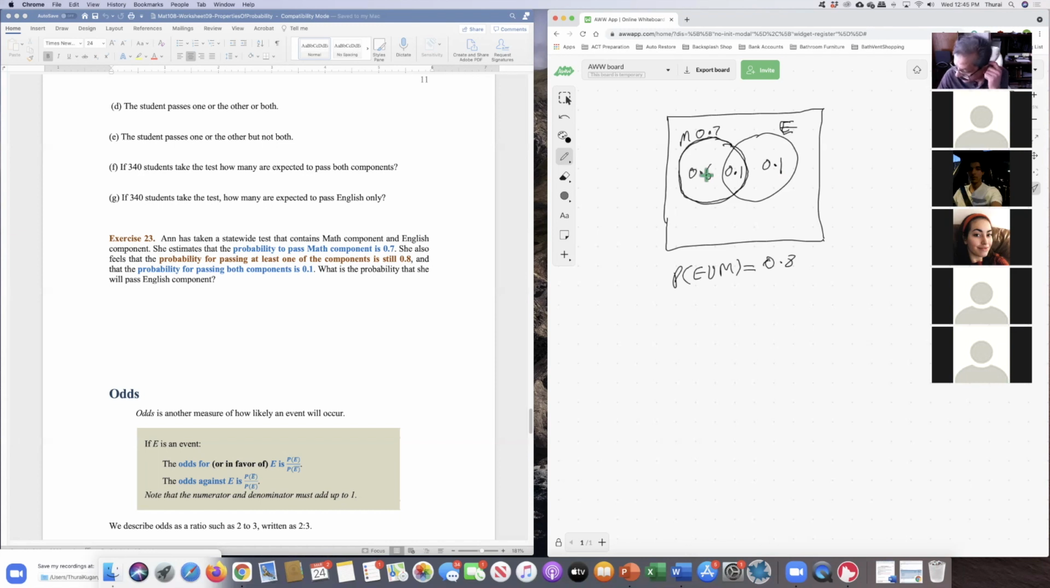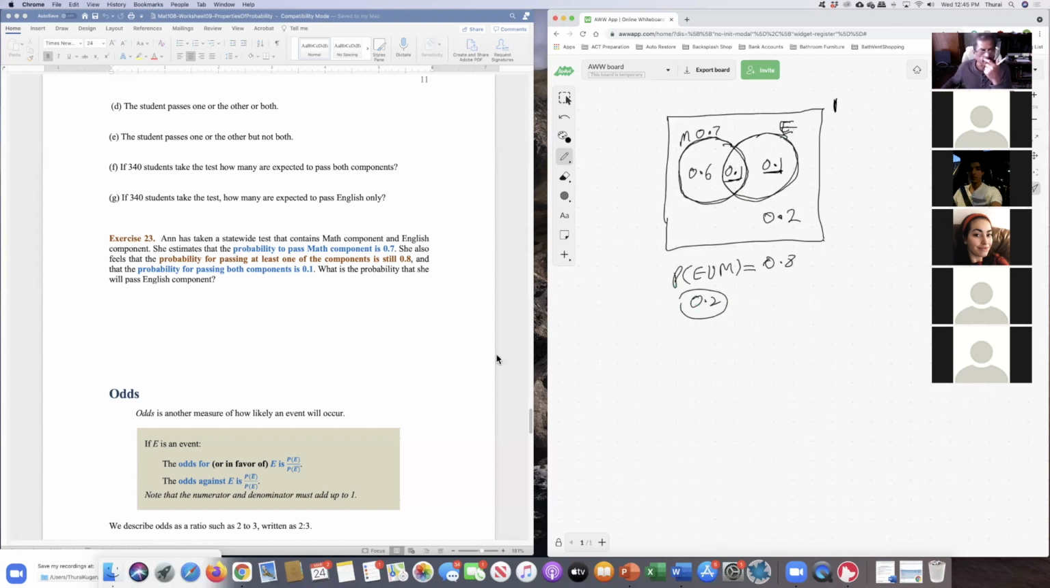To figure out the outside, can anybody tell me what the probability for the outside is? 0.2. Okay, because the sample space has probability 1. So the question is, what is the probability that she will pass the English component? The answer is 0.2. The 0.1 here and the 0.1 here add up to give you the probability of E, and that's 0.2, the answer to the question.